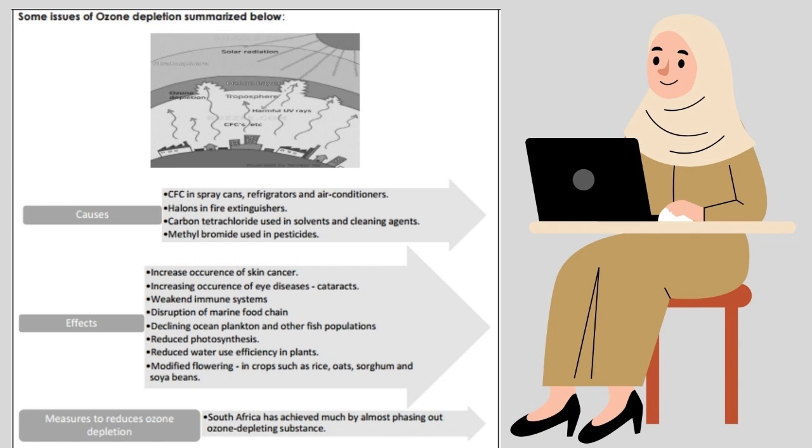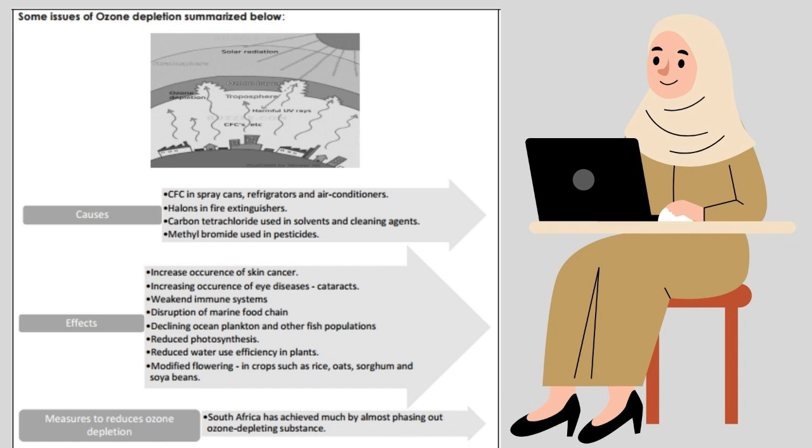Effects: increased occurrence of skin cancer. Increasing occurrence of eye diseases, cataracts. Weakened immune systems. Disruption of the marine food chain. Declining ocean plankton and other fish populations. Reduced photosynthesis. Reduced water use efficiency in plants. Modified flowering in crops such as rice, oats, sorghum, and soya beans.